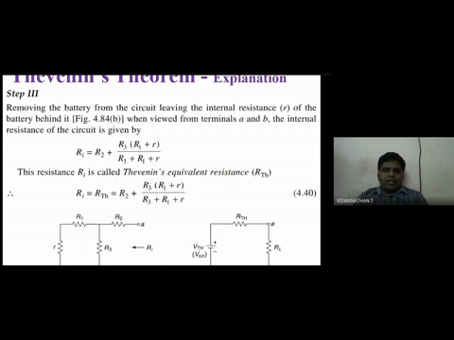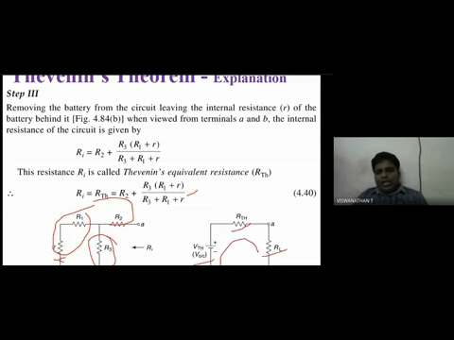The third step is to find the internal resistance. For this, we need to remove the battery and make a short circuit. Here the battery is available, and we simply short it. Then we look back into the circuit. R plus R1 are in series, and that is in parallel with R3, again in series with R2. So we can calculate the R Thevenin. Finally, we get two parameters: V Thevenin and R Thevenin.